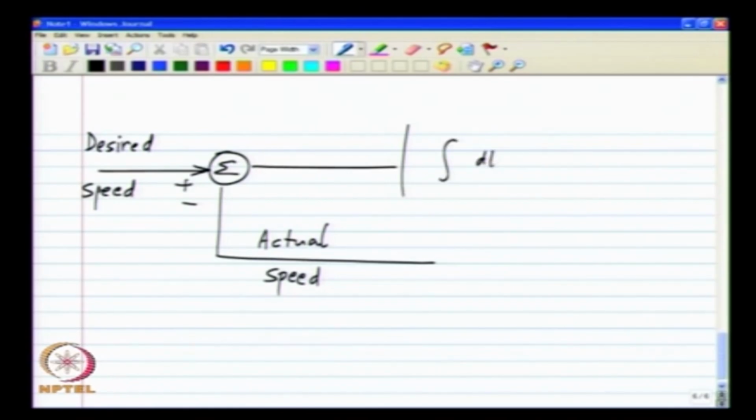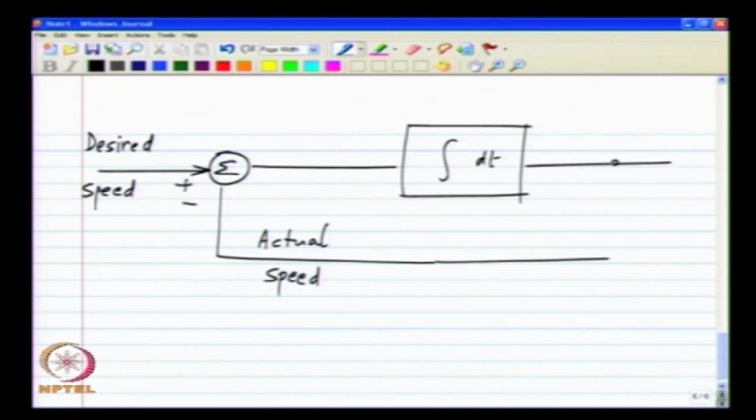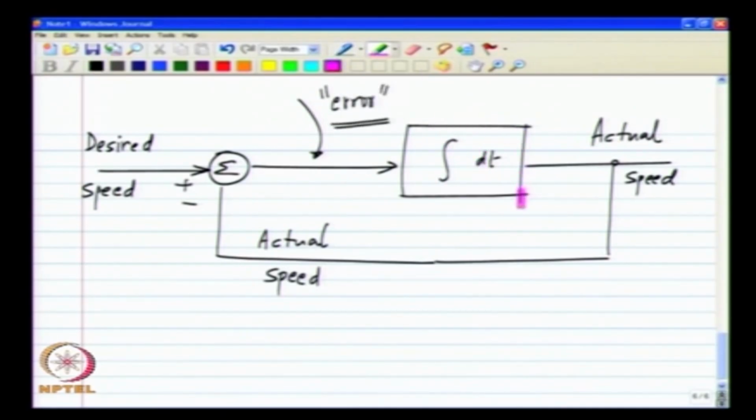So, I said this is an integrator, which I will simply denote in this way for now. The output of the integrator is the actual speed of the motorcycle or any vehicle that you are driving, and the difference between the desired and the actual is the error. So, what happens if you have an integrator? If the actual speed is different from the desired speed, it could be higher or lower. If the actual speed is lower, the error is positive, the integrator will go on increasing the actual speed.